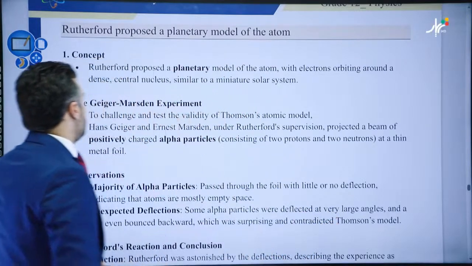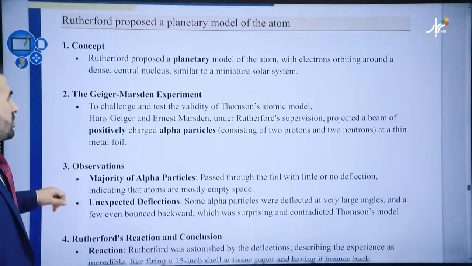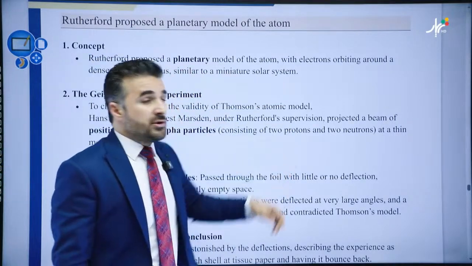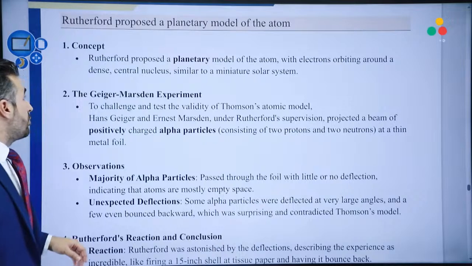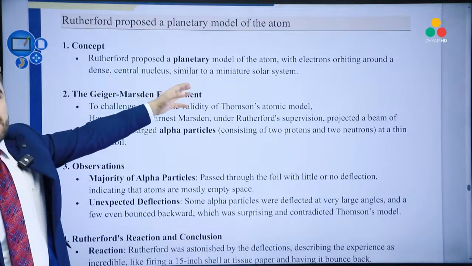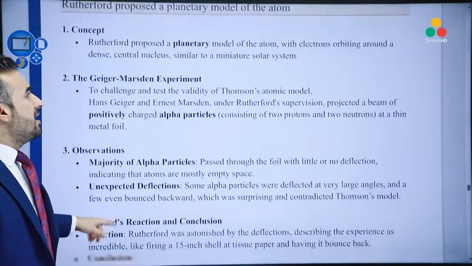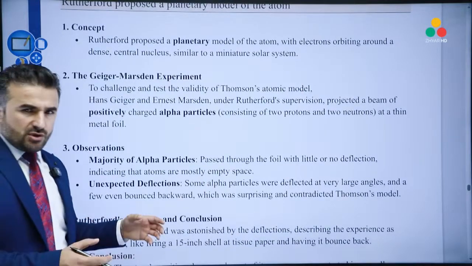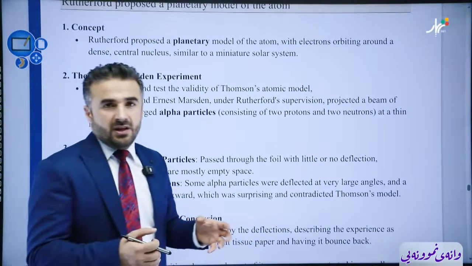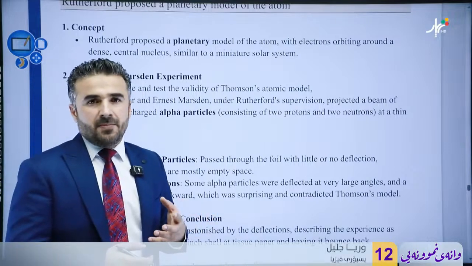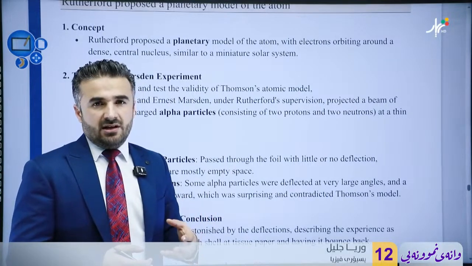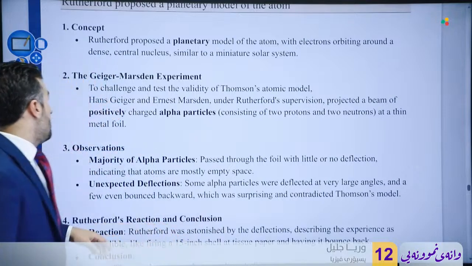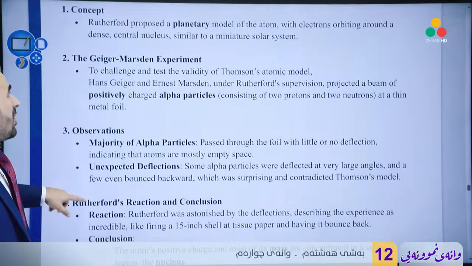All right, let's go through the detail. Rutherford proposed a planetary model of the atom with electrons orbiting around a dense central nucleus, similar to a miniature solar system, like a small solar system within the atom. Considering the sun is the nucleus, that is very small and very dense, the electrons revolve around the nucleus. But then we have, of course, the Geiger-Marsden experiment.